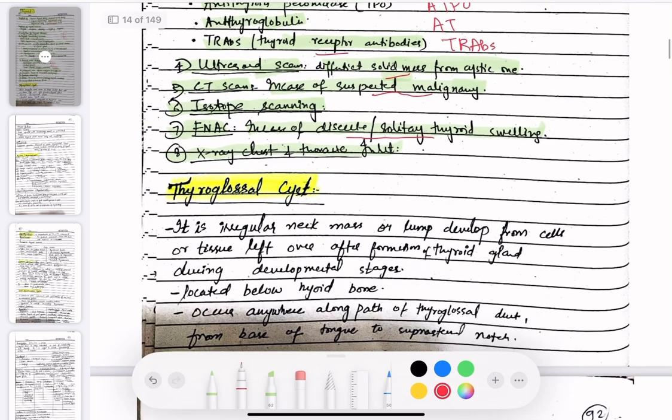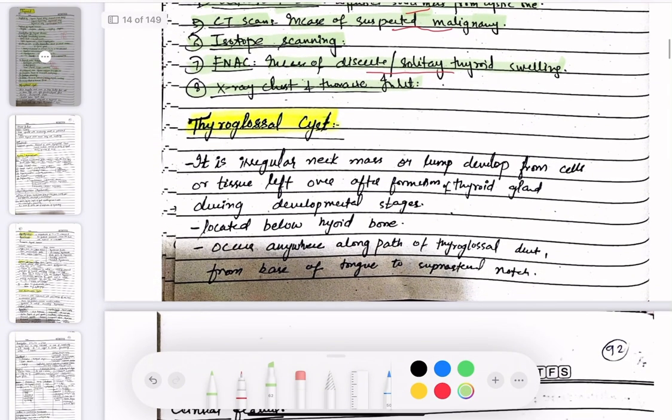Now thyroglossal cyst. Thyroglossal cyst is an irregular neck mass or lump which develops from cells or tissues left over after formation of the thyroid gland during developmental stages. Okay, what is thyroglossal cyst? It is an irregular neck mass.